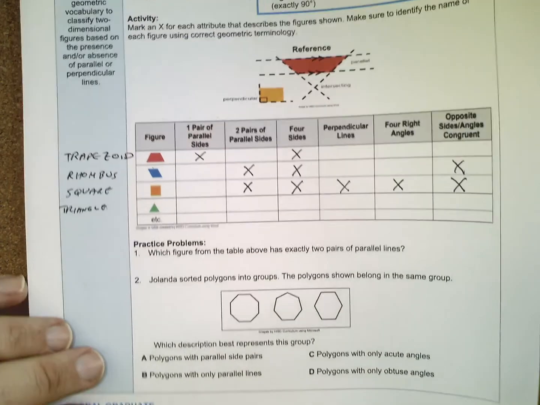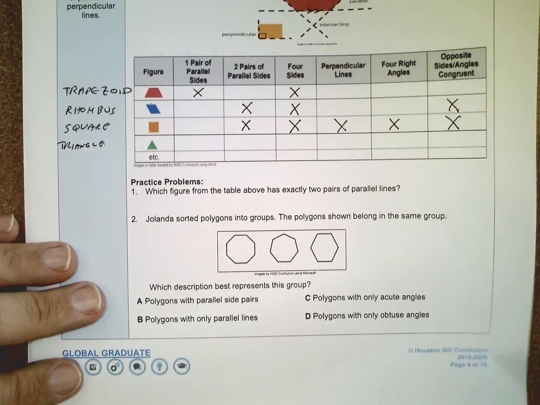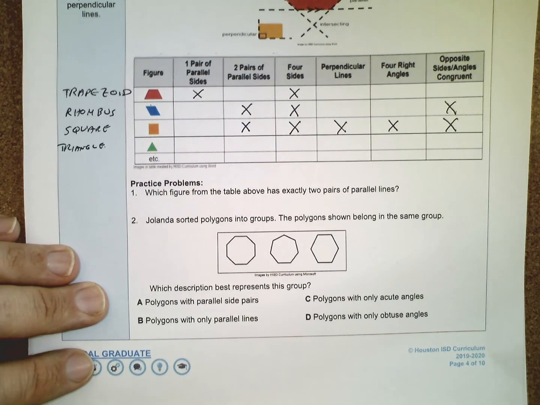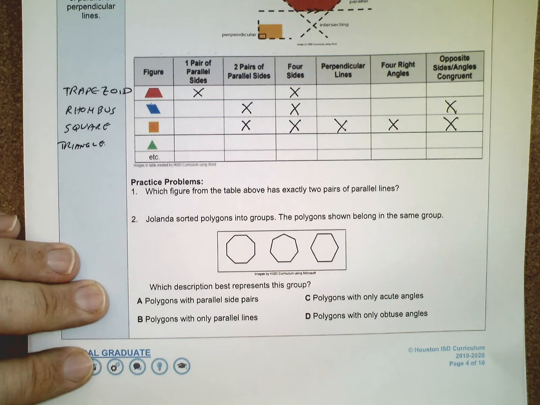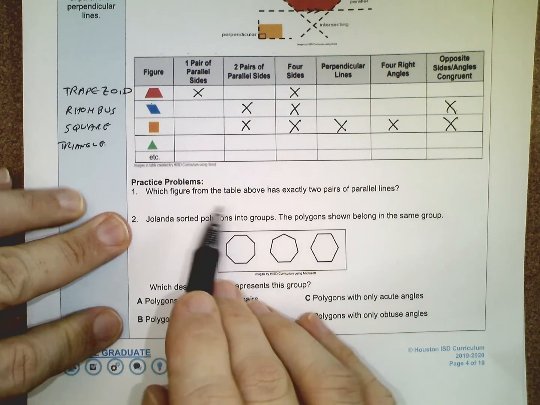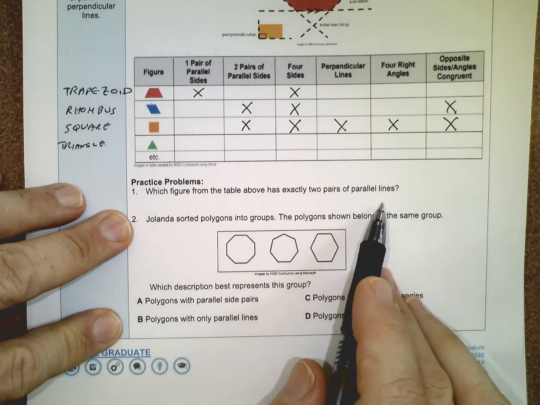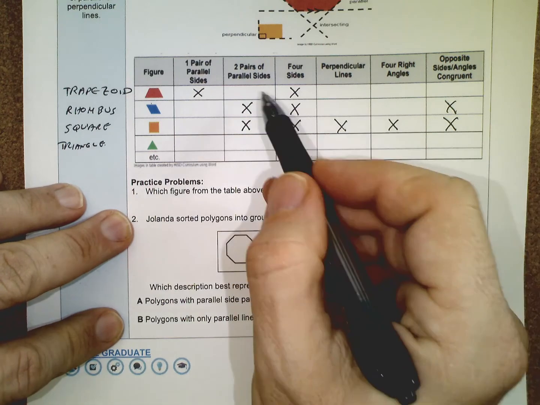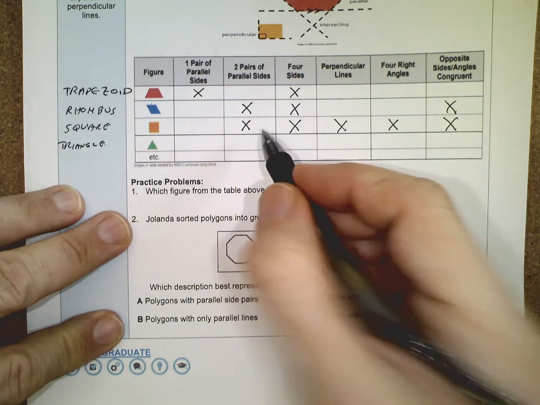Okay, now let's go to the next. Okay, which figure of the table above has exactly two pairs of parallel lines? ¿Qué figura de arriba tiene exactamente dos pares de líneas paralelas? Well, that would be these two, the rhombus and the square.